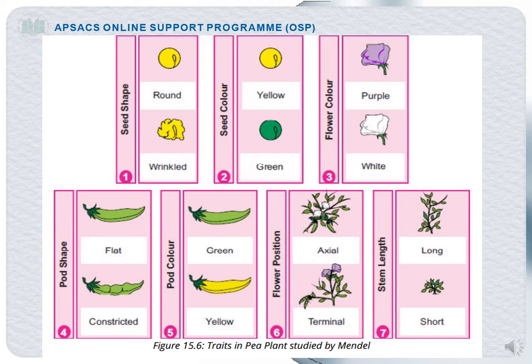As you see, these are the different traits present in the pea plant: seed shape, seed color, flower color, pod shape, pod color, flower position and stem length. All these are the 7 traits present in the pea plant, and all are contrasting traits. Like seed shape is round as well as wrinkled. Seed color is yellow as well as green. Flower color is purple as well as white. So these are the contrasting traits.